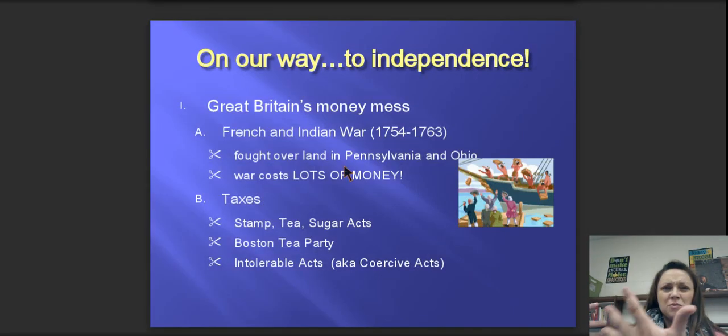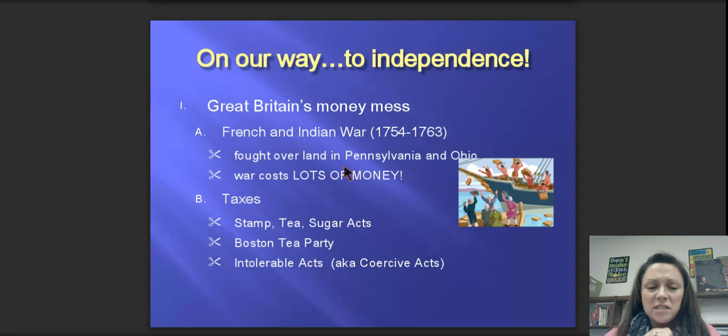The colonists didn't feel like they should be taxed by Great Britain because Great Britain fought a war on our continent. It didn't make much sense. Now, Great Britain felt that the colonists wanted to be called British citizens. They wanted to be given the same rights as British citizens. So they thought it was the colonists' responsibility as British citizens to pay those taxes to help rebuild the British treasury.